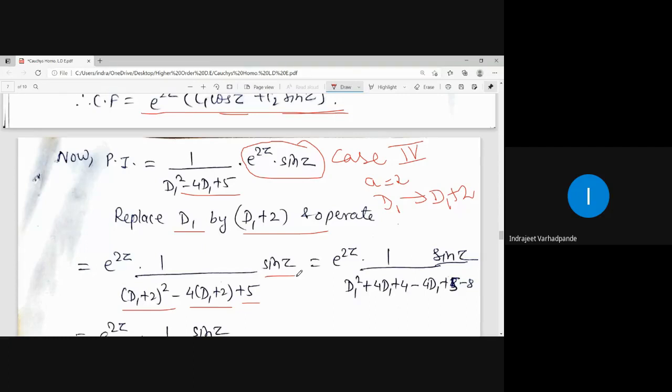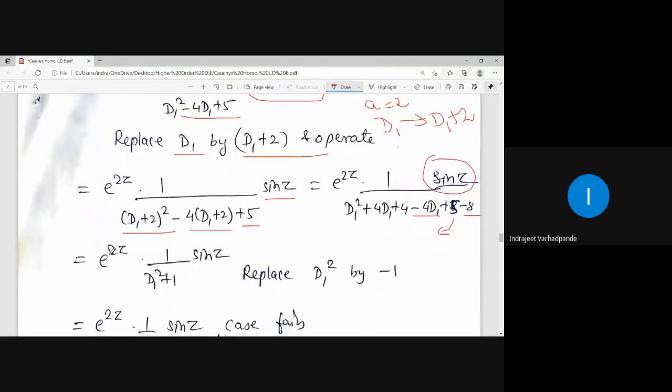So what is (D1 plus 2) whole square? D1 square plus 4D1 plus 4. Then minus 4D1 minus 8 plus 5, to be operated on sin z. Simplify it first. So I think 4D1 gets cancelled, and 4 minus 8 plus 5 is 1. So I am left with e to the power 2z into 1 upon D1 square plus 1 to be operated on sin z.